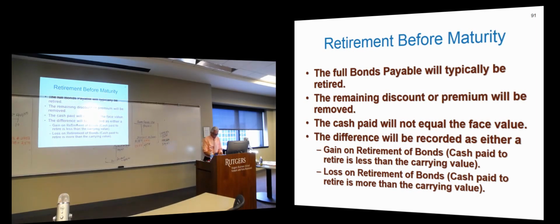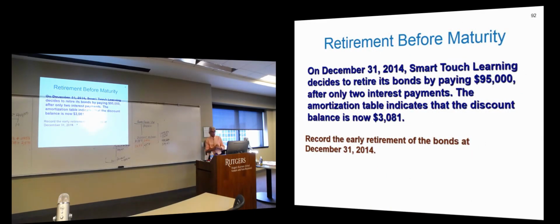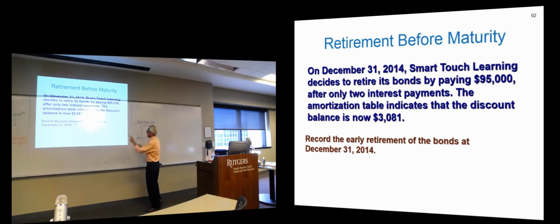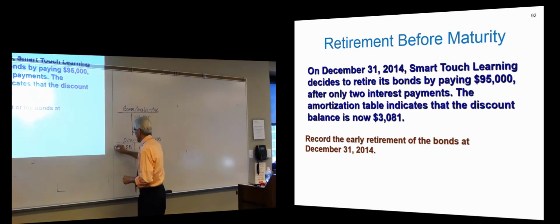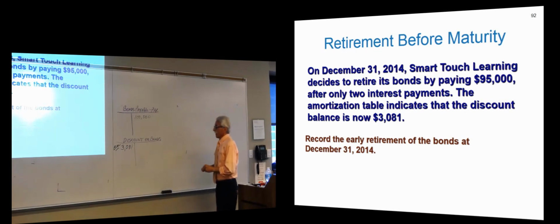So let me give you one last example. Let's take this illustration on December 31st of 2014. We have a company, Smart Touch Learning, that is going to retire its bonds at 95. The bonds have a par value of 100,000. So this is what the bonds look like on this company's books right now. The discount is sitting there as the balance of the contra liability account. They retire the bonds at a price of $95,000.